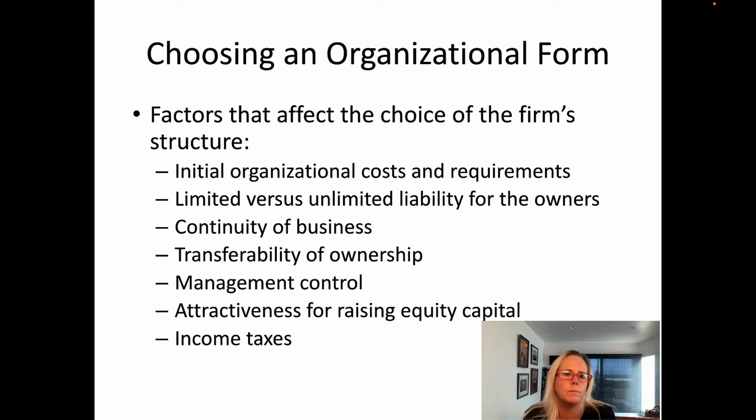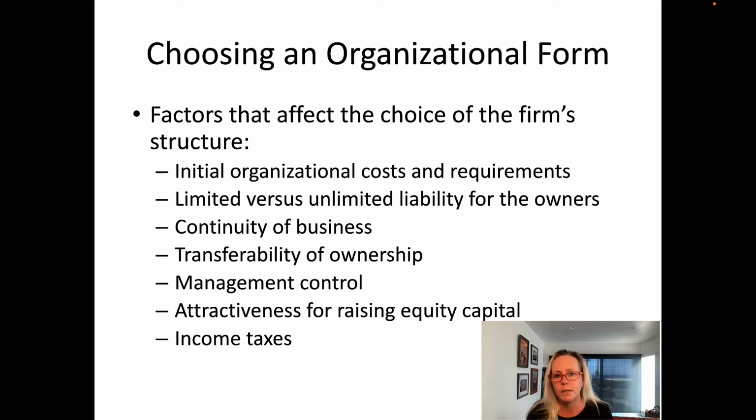So when we're thinking about forms of organization, there are some factors that influence the choice of structure. Your initial cost and requirement: forming a corporation is more expensive than forming a sole proprietorship or a partnership. The level of liability: you have unlimited liability as a partner or a sole proprietor unless you purchase general liability insurance, which I would always recommend if you stand to have some kind of liability as a sole proprietor. It's not expensive and it generally is good blanket coverage. As a corporation, you have limited liability. You're limited to your investment in the company.